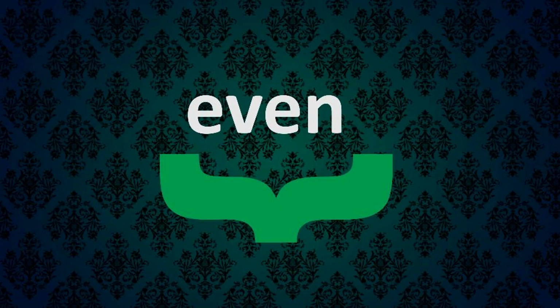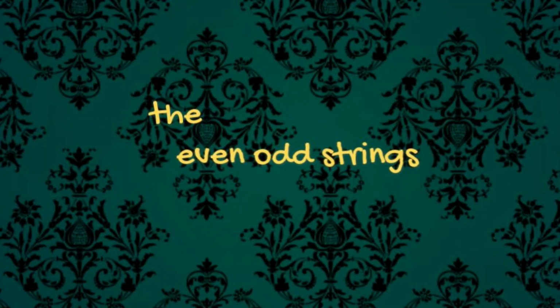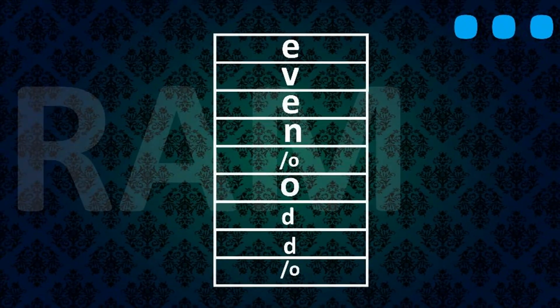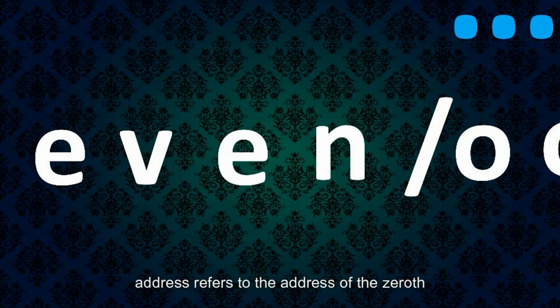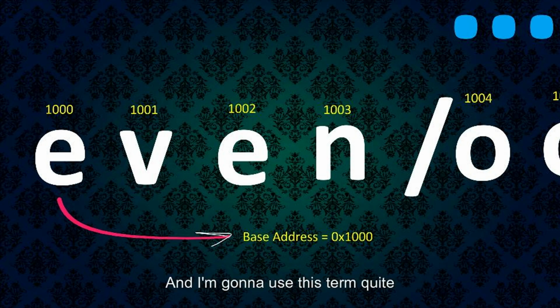Now, let's take two texts, even with a length of 5 characters. Well, 5 because we need to account for the null terminator after the text is over, and another text odd for 4 character length. Before we move further, let's take a look at one more thing. The even and odd strings will technically be stored consecutively such that after the word even, there is a word odd in the character array being stored inside the RAM. And most importantly, the term base address refers to the address of the 0th index of an array of characters in this case, and I'm gonna use this term quite often, so don't lose track.